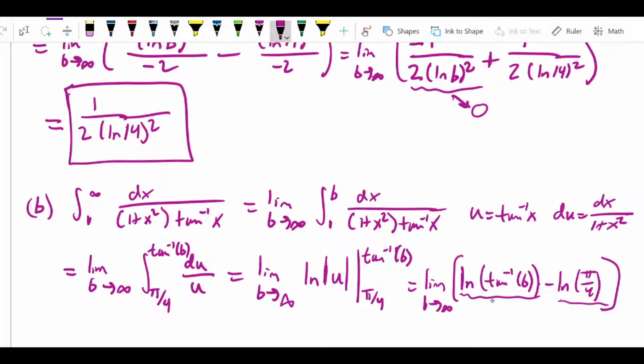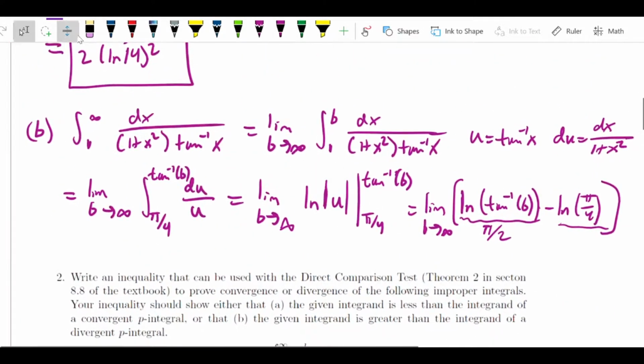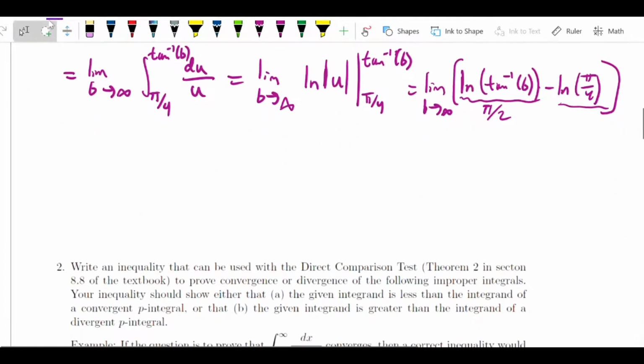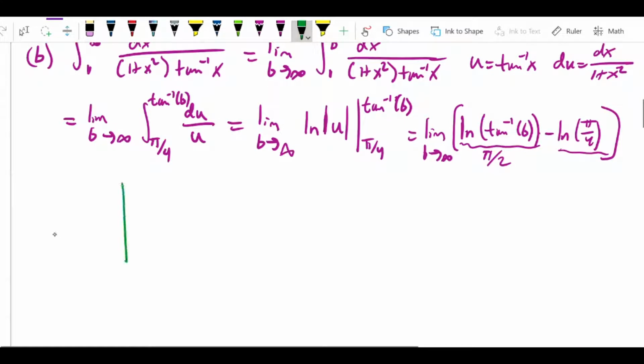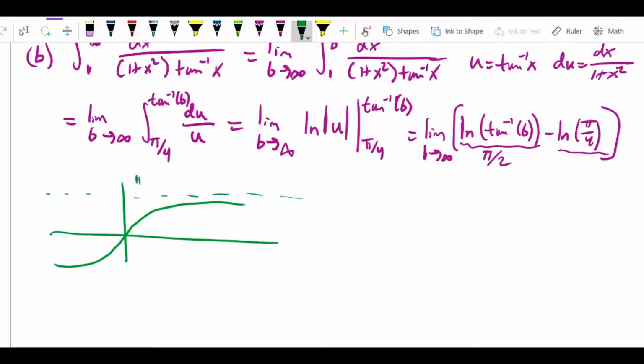As b approaches infinity, arctan is going to approach pi over 2. You can kind of see why that is, because if I graph the arctan function, it looks like this. Pi over 2, negative pi over 2. It has two asymptotes, but what you can clearly see is that as x is approaching infinity, the arctan function just gets closer and closer to pi over 2.